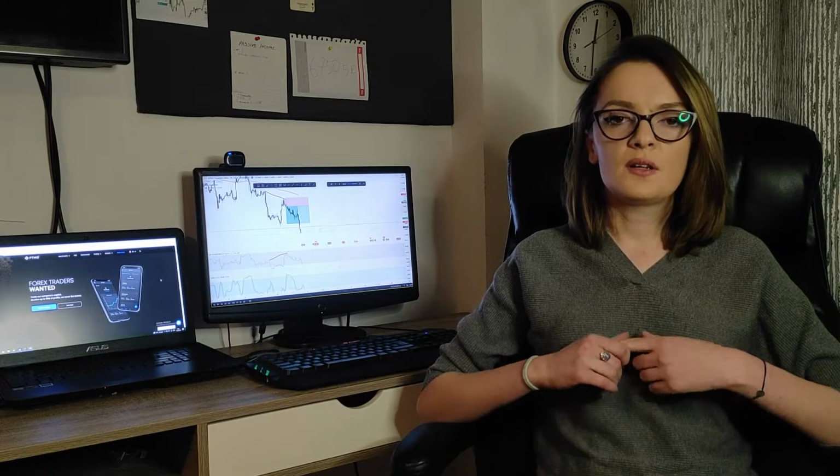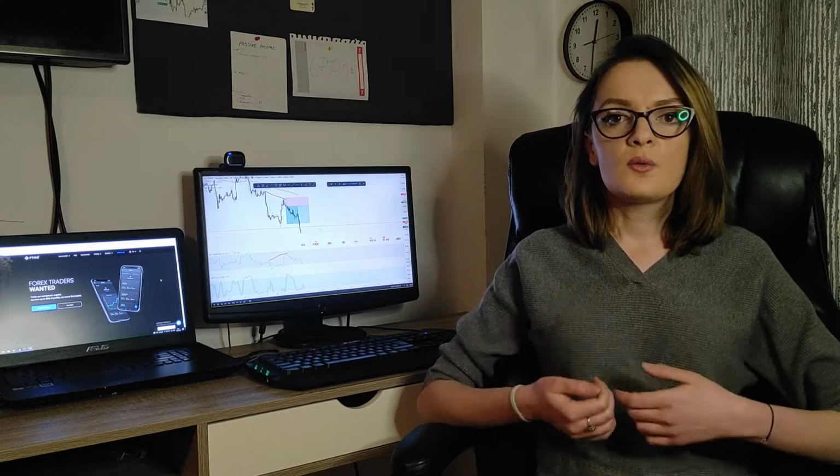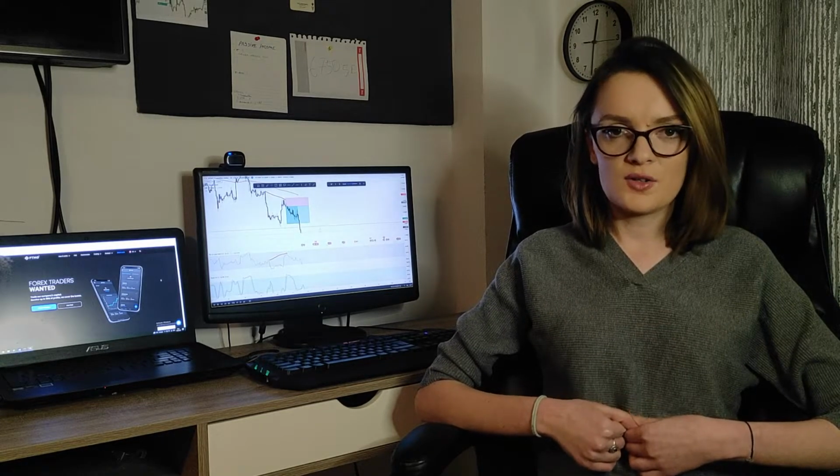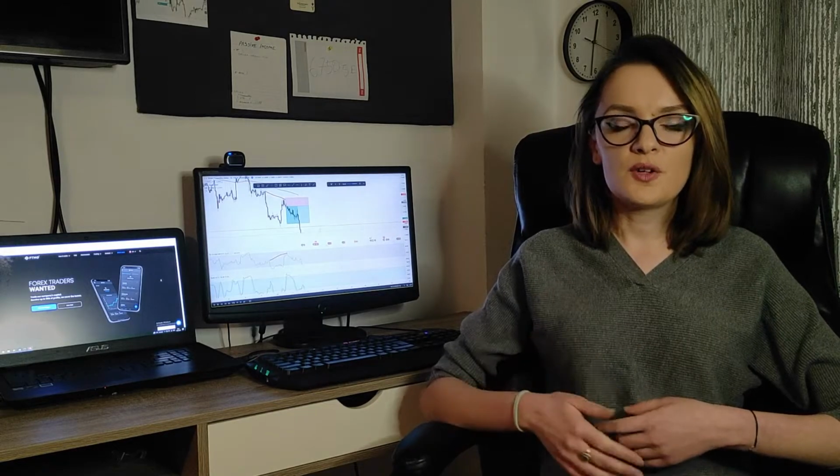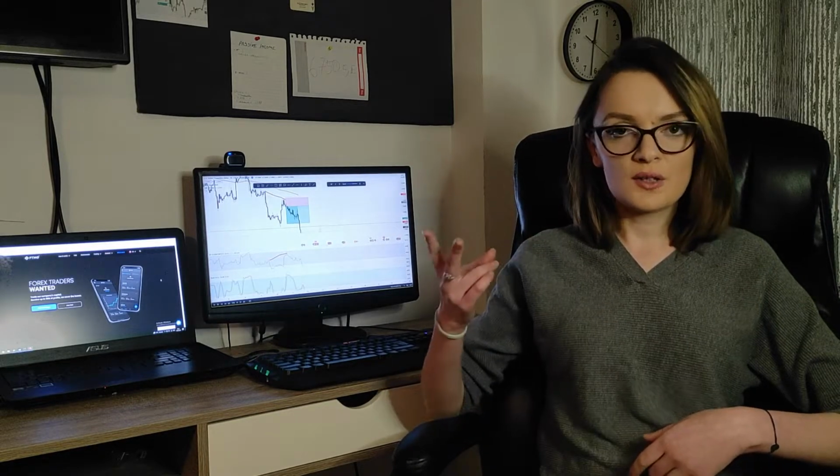There are 3 types of divergences: regular, extended, and hidden divergences, but now I am going to present you only the hidden one because it's the one we will going to use in our strategy. So the hidden divergence is signaling us a possible trend continuation, and there are 2 types of it.